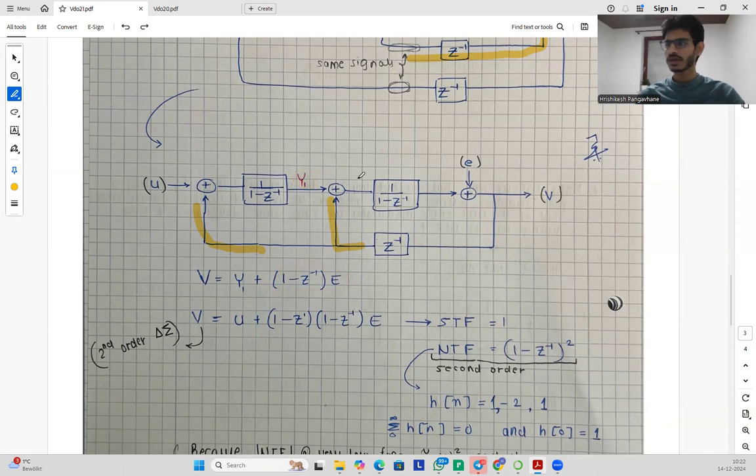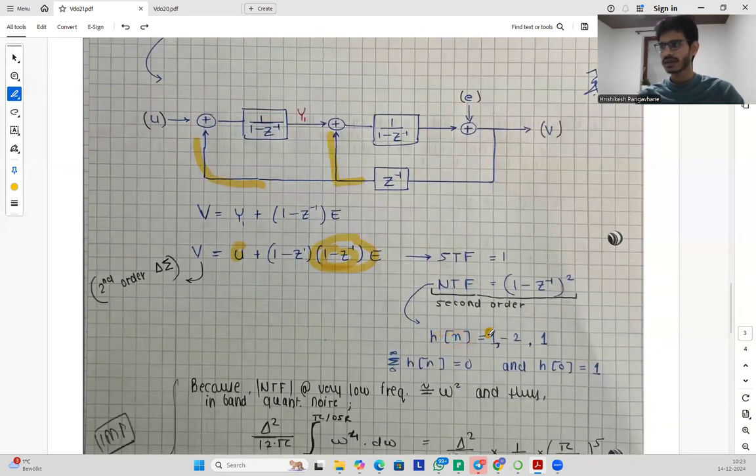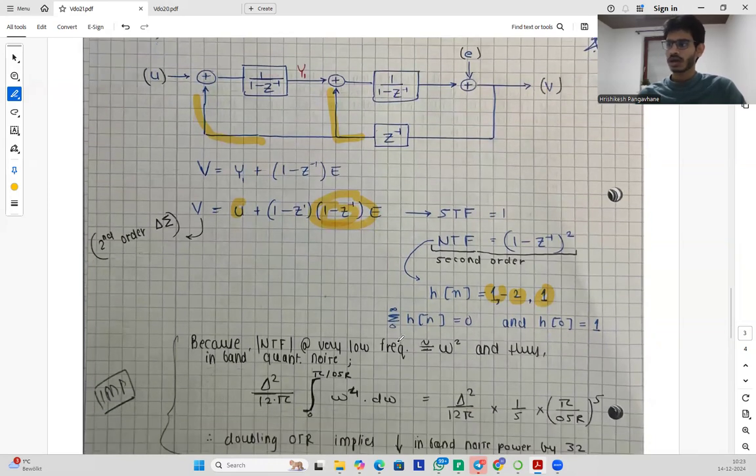Based on this knowledge, for this loop we have a mathematical equation: V is nothing but U, the original input, plus the noise transfer function, which is 1 minus Z inverse times 1 minus Z inverse times E. This is the additive noise, and this is how we come across the second order delta sigma, where the signal transfer function is 1 and the noise transfer function is the square of 1 minus Z inverse. So it is a second order high pass behavior. In this case, we have h of n as 1, minus 2, and 1. Previously, in the first order case, we had 1 and minus 1.